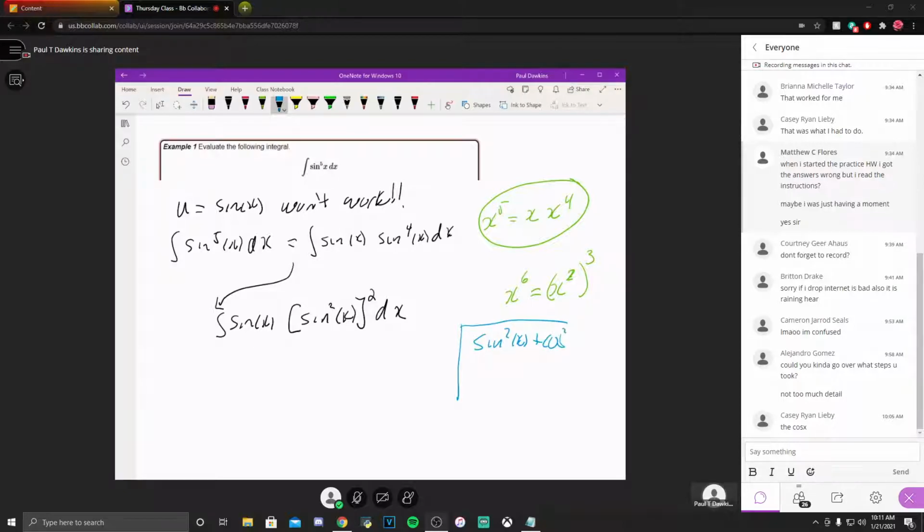Sine squared plus cosine squared of x. What is that equal to? That's equal to 1. Yeah, good. That's equal to 1.